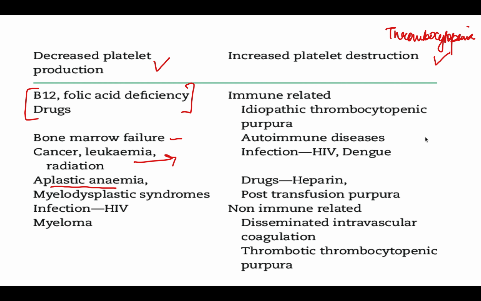Now, there can be reasons behind increased platelet destruction, out of which a very important one is ITP, idiopathic thrombocytopenic purpura, which we will be discussing in detail. Other infections like dengue are also of importance. Certain drugs like heparin can cause heparin induced thrombocytopenia, HIT. And there are certain non-immune related reasons, DIC and TTP. TTP we will discuss today, and DIC in a future video.